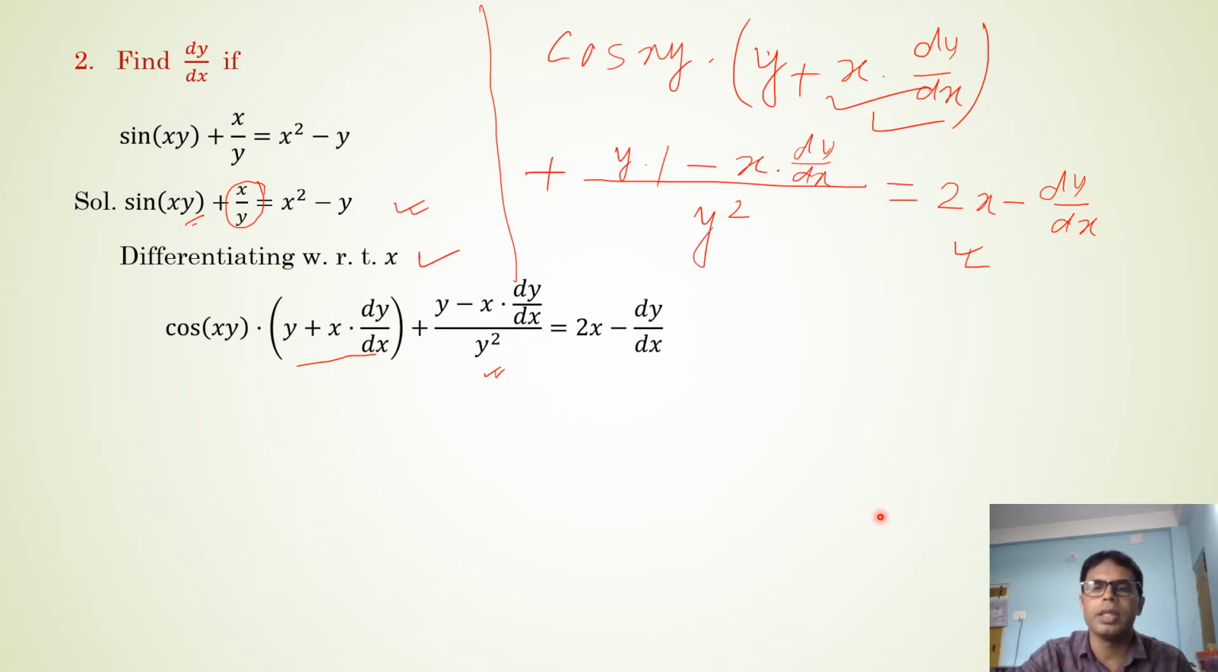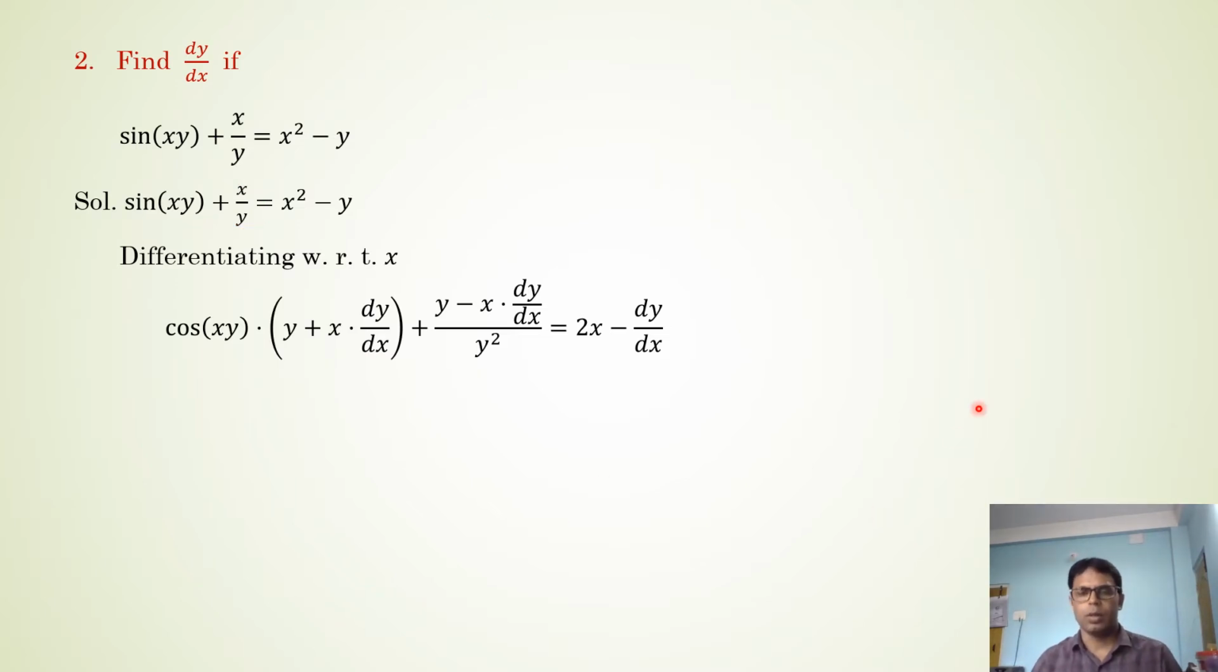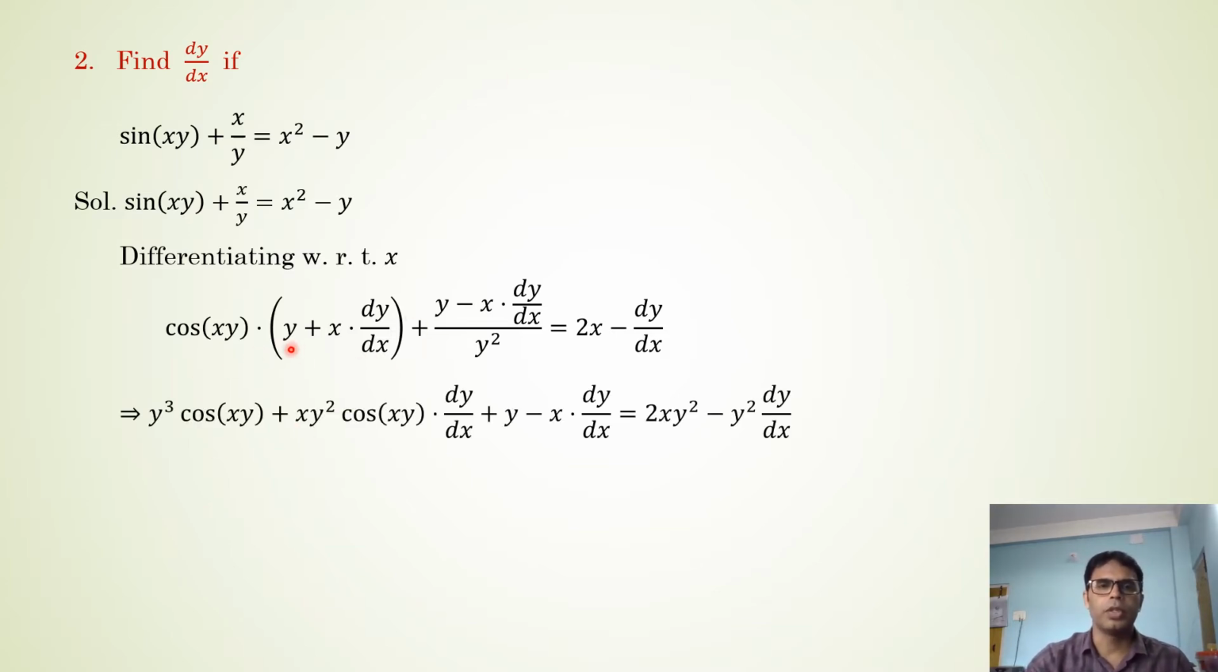Now just simplify this one. I am erasing all this. Okay, so then you see here, completing the product only. After completion, y² is multiplying in all the terms here. So y² into this y will be equal to y³ cos(xy). Actually this term is y cos(xy), and multiplying by y² it becomes y³ cos(xy), and here it is actually x into dy/dx into cos(xy), and multiplying with y², so x y² cos(xy) dy/dx.